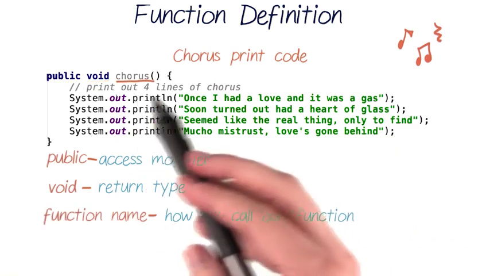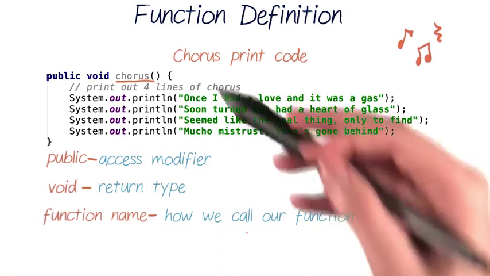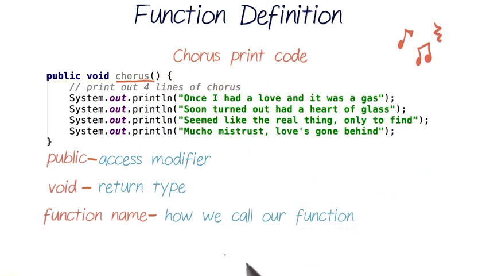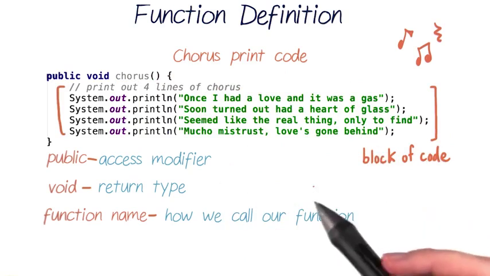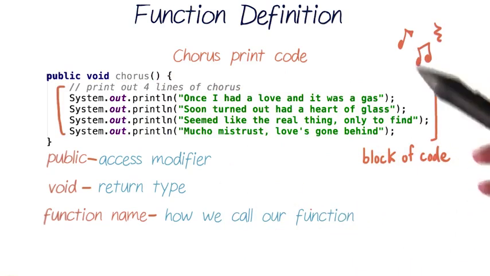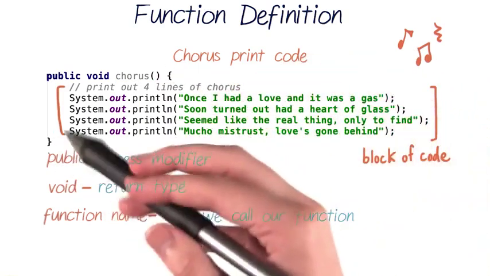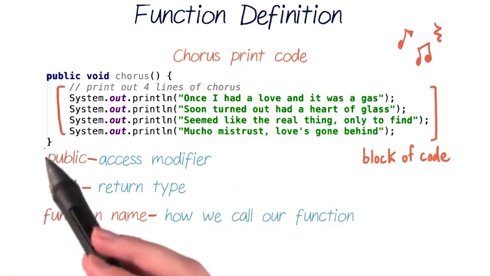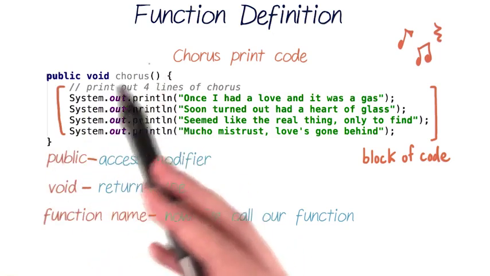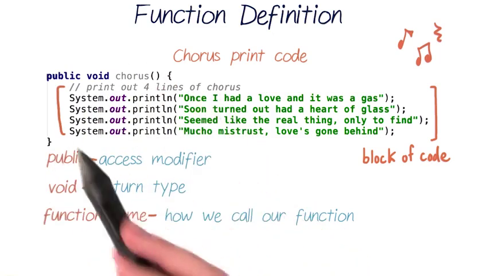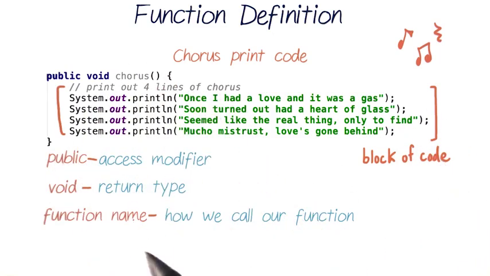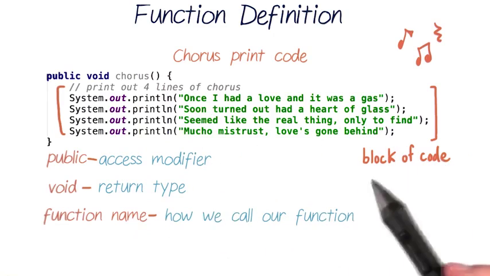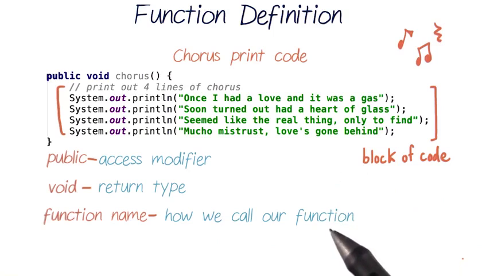After void, we just have the name of our function, chorus, followed by empty parentheses, which is how we can refer to and call our function. And finally, we have the block of code that our function contains. It contains the printed lyrics code by surrounding it with curly braces. This is similar to how our if statements contain code inside braces. Now every time this function chorus is called, this block of code will be executed. And these are all the components of a function definition. Our next step after defining this function will be to use it by calling the function, which we'll see next.